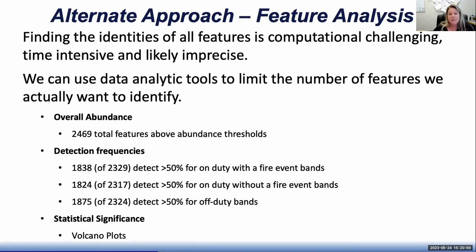So we use this approach to say what else is on the wristbands that firefighters might be exposed to. Instead of trying to identify everything, we narrow down our approach and focus on chemical features that are commonly detected in at least 50% of the wristbands. And then we use volcano plots to look at differences in their exposure profiles on duty versus off duty. So here you can see, in the case of the firefighter study, we had somewhere between 1,800 and 2,500 features that were identified in some of these wristbands.